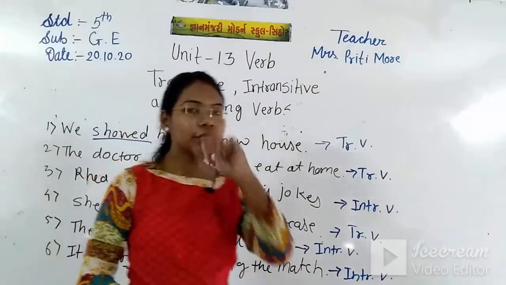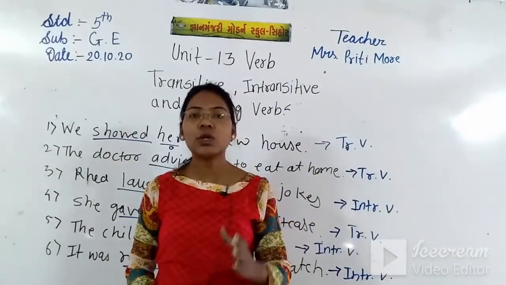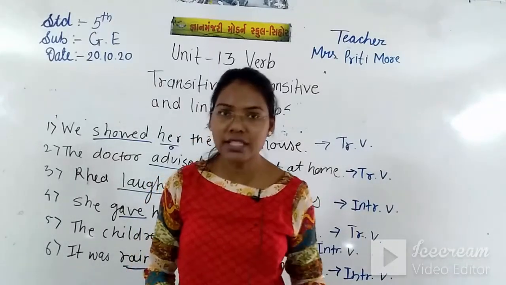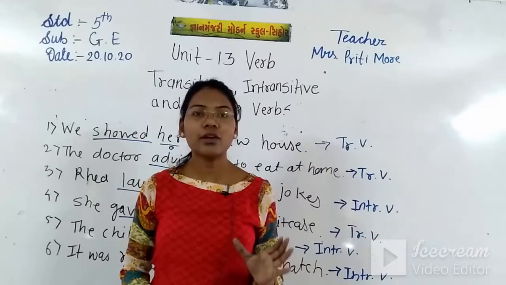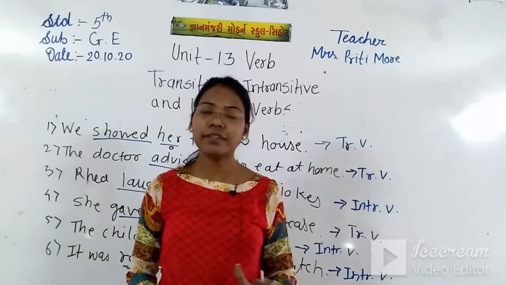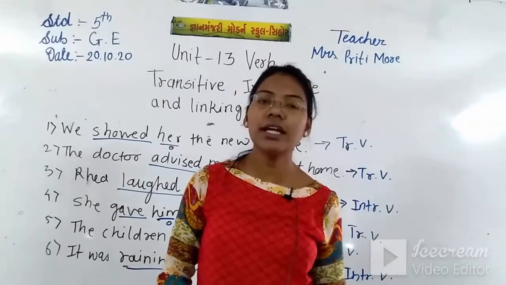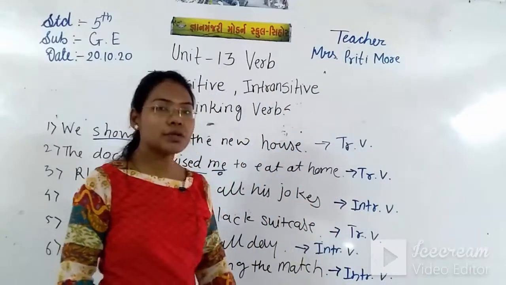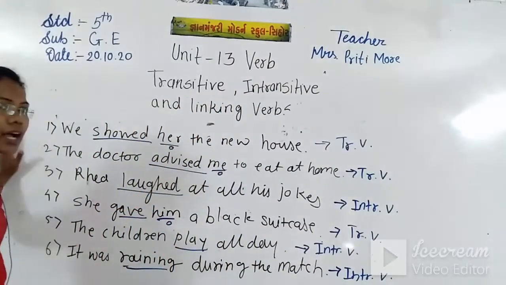I hope students you understood what is transitive. The verb which needs object to complete its meaning, it's called transitive verb, and the verb which doesn't need an object to complete its meaning, without object also the sentence looks completed, it is called intransitive. Examples also we have seen, and practice exercise A we have done here.